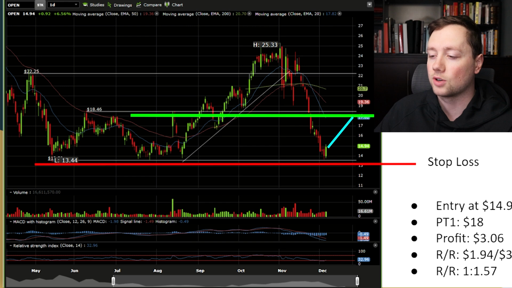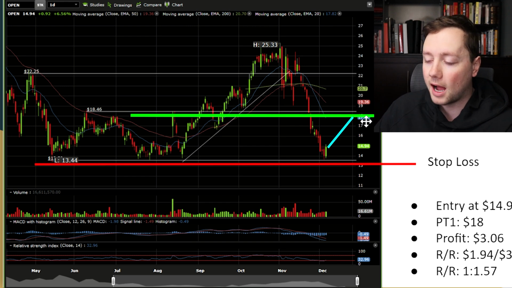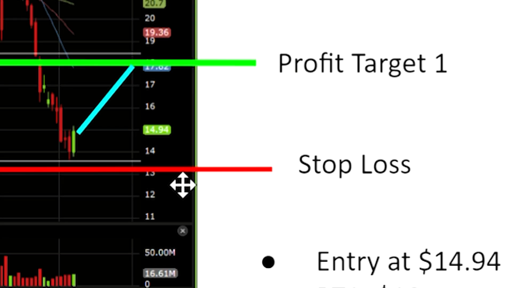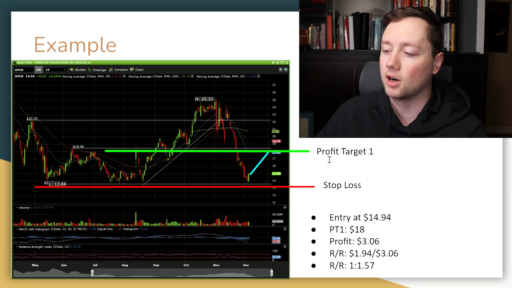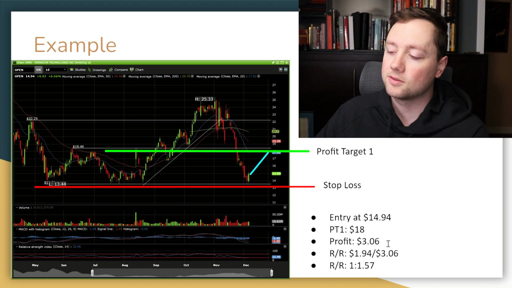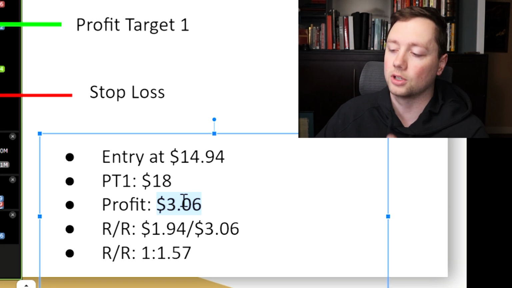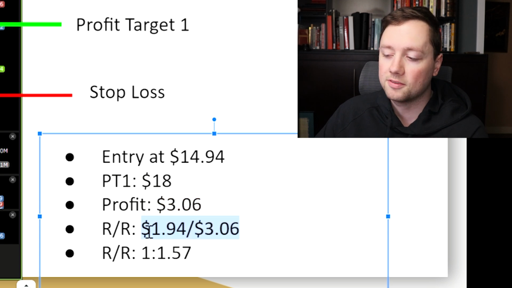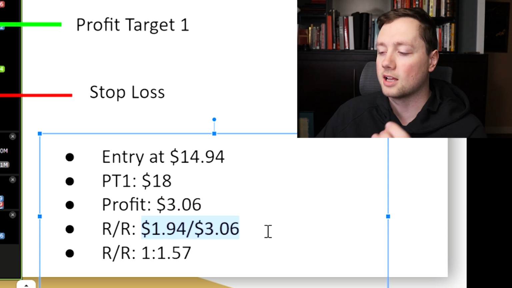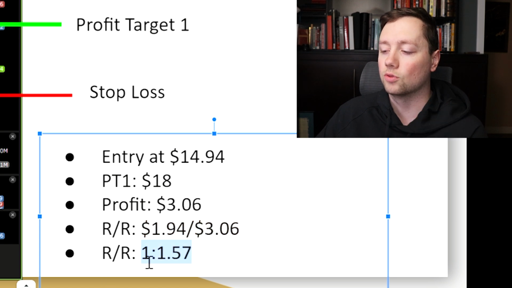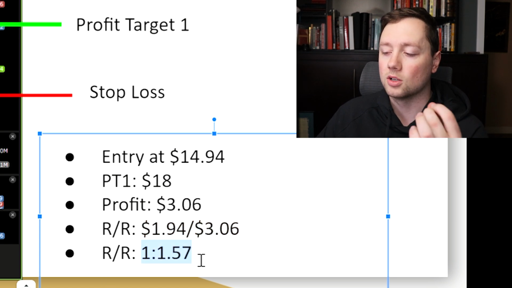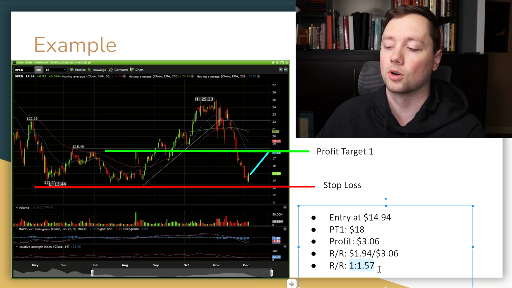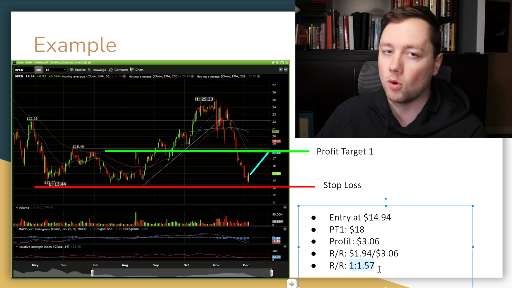So that is my strategy, and when we look at the math behind this trade, we can enter the stock at $14.94. We have a stop loss at $13, and we're looking to take profit at $18. That gives us a potential profit per share of $3.06, and that gives us a risk to reward ratio of $1.94 of risk and $3.06 of profit, or a full risk to reward ratio of 1 to 1.57, which is actually a pretty healthy risk to reward ratio. My minimum is about 1.5.